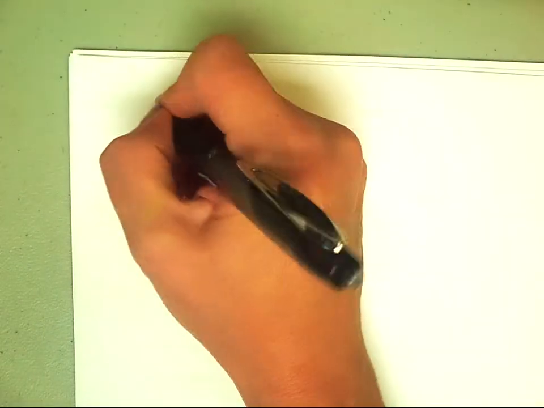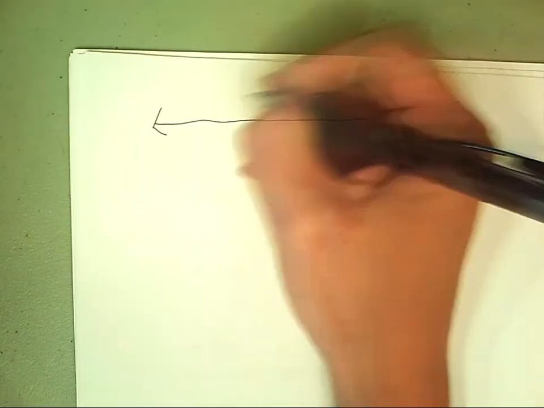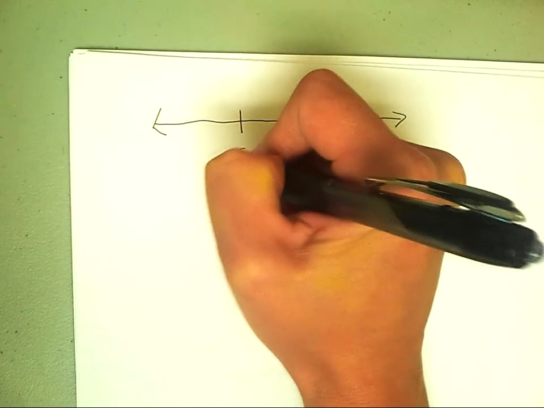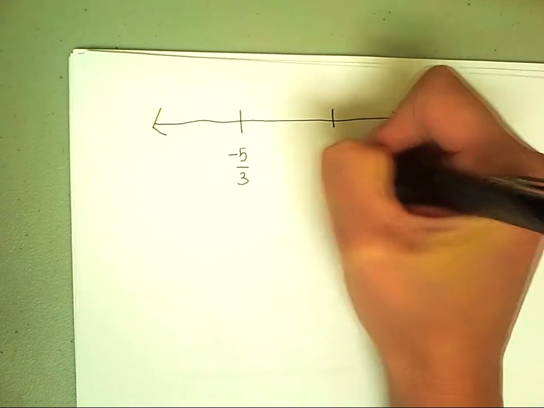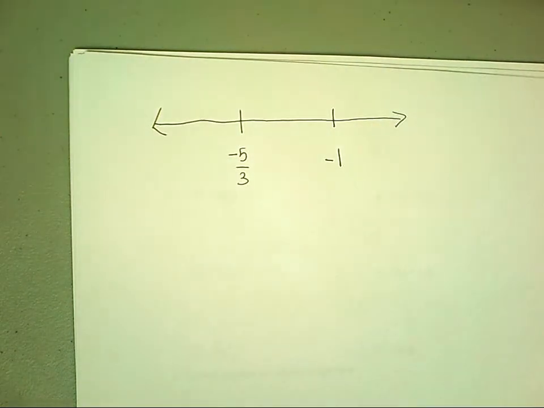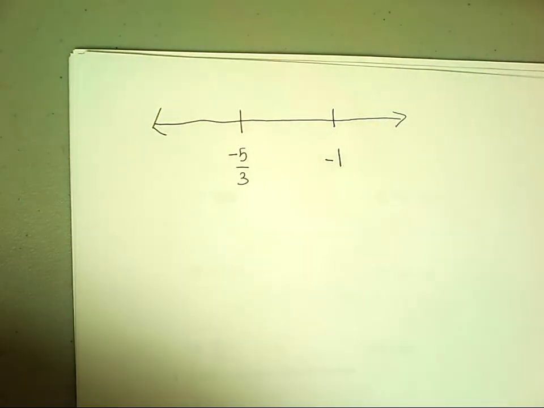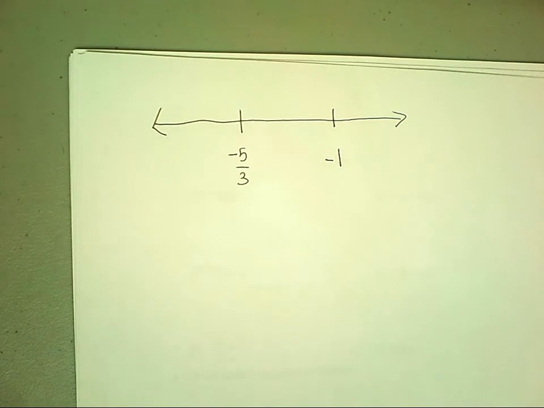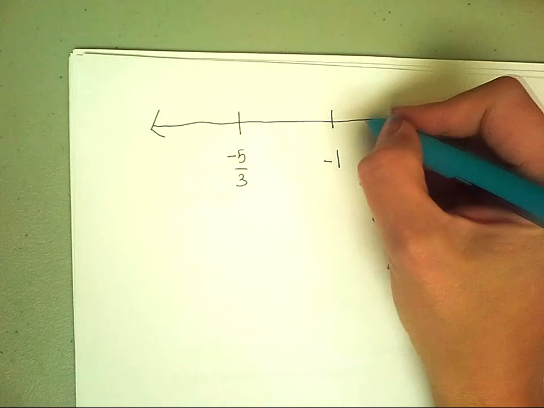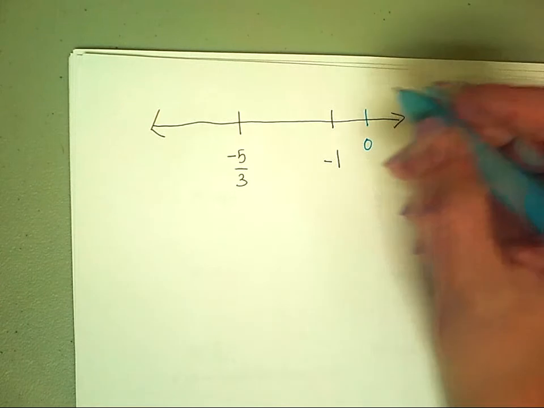Now, what we do with the critical values, once we've found these, is put those on the number line, because we're trying to test the domain. So this is negative 5/3, and this is negative 1. And we have to pick values that are in between there, in each of the three intervals.